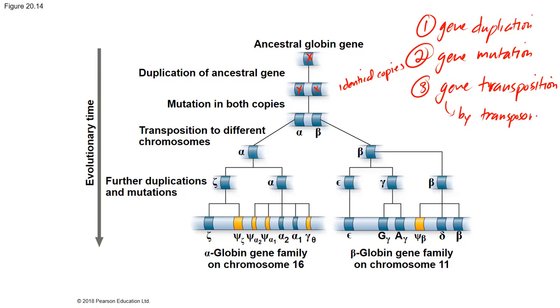So transposons might carry genes into different locations within the genome, or might change their position mechanically. Okay? And these three mechanisms, scientists think they are responsible for the generation of these alpha and beta globin gene families. And scientists think that all genes within these two families originated from a single ancestral gene. Okay.